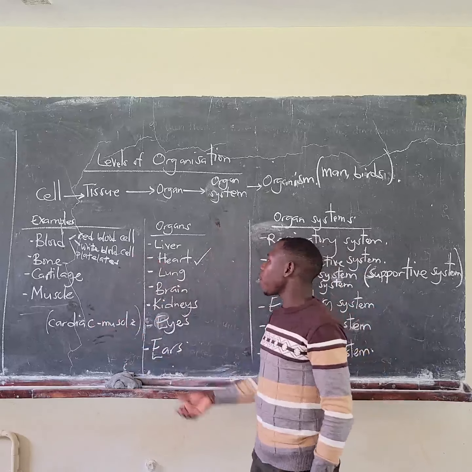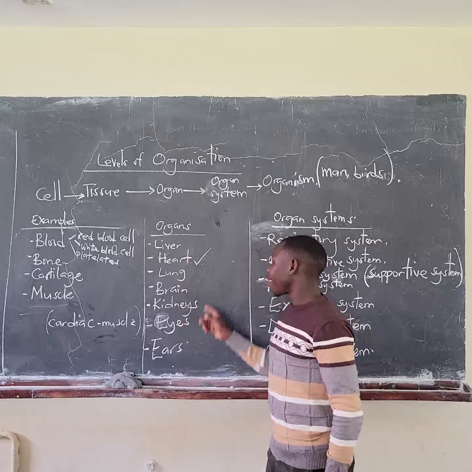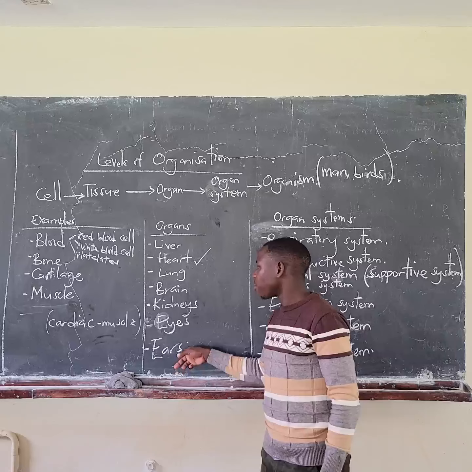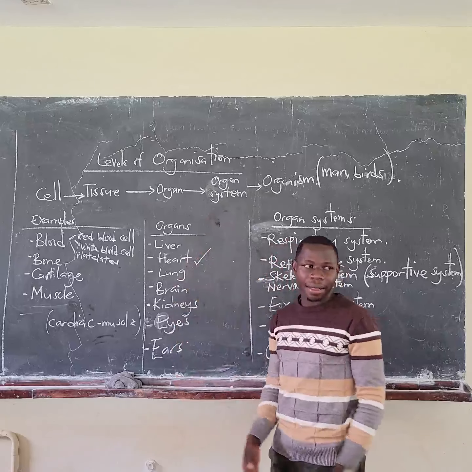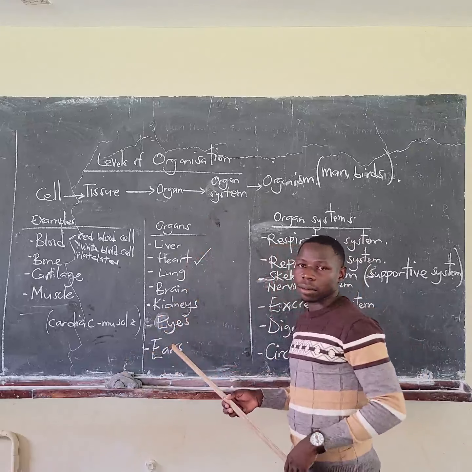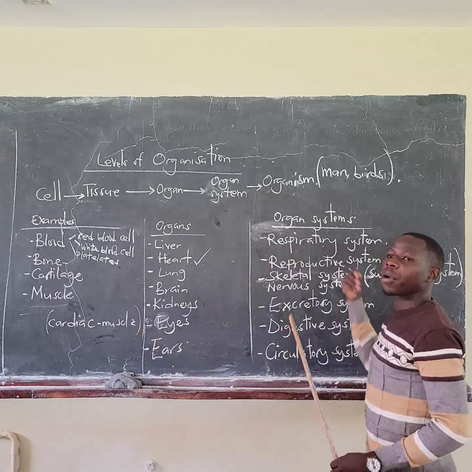I've given an example of the heart. Even the brain is formed from tissues. The kidneys are formed from tissues. Eyes are formed from tissues, ears from tissues, and many others. Look at the functions of those organs. And now, these organs will join up to form what we are calling an organ system.